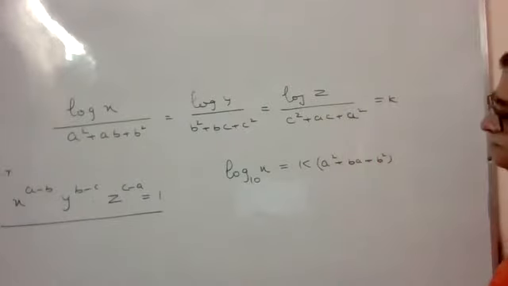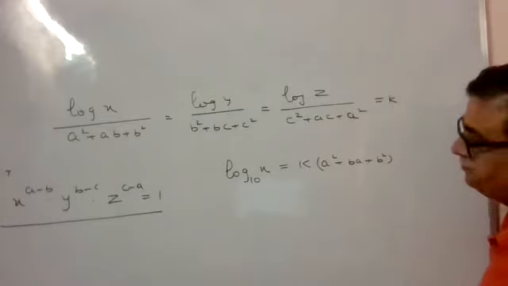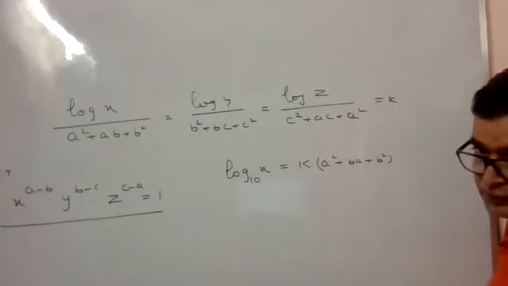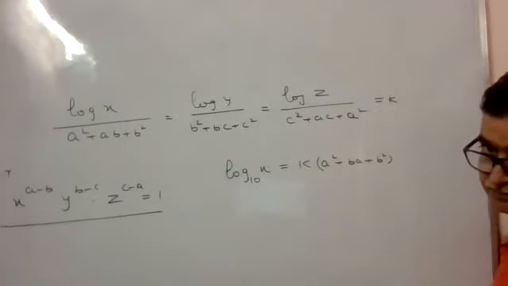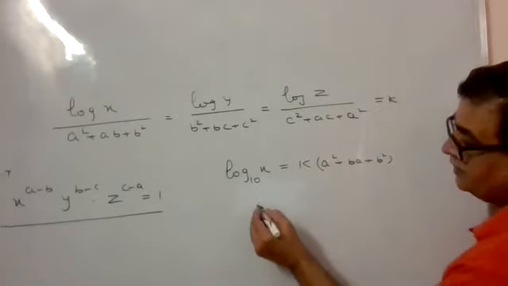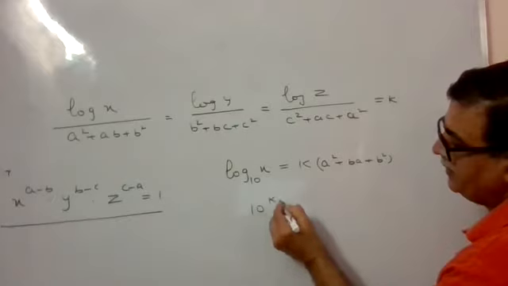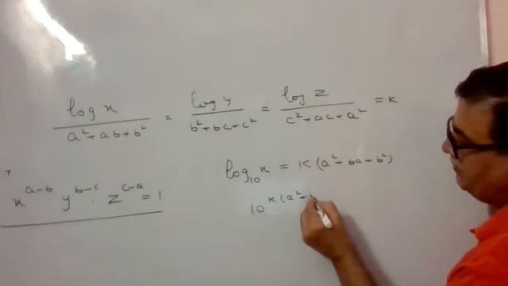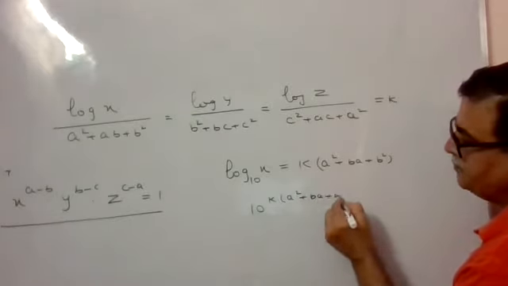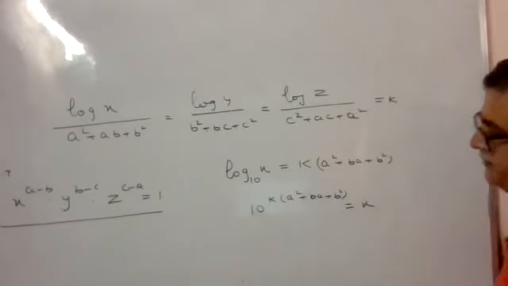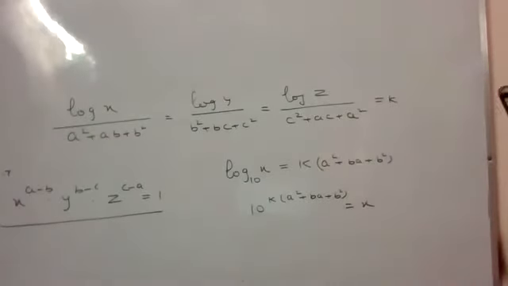Yes or no? What should I write for x here? When you convert this into exponential form, what will it come? 10 power k times a square plus ab plus b square is your x. Is it right?